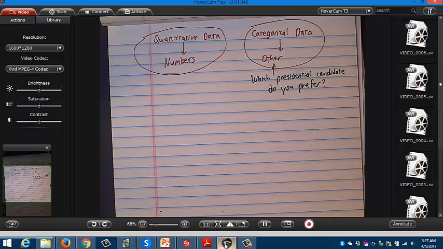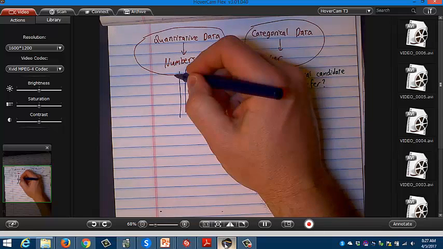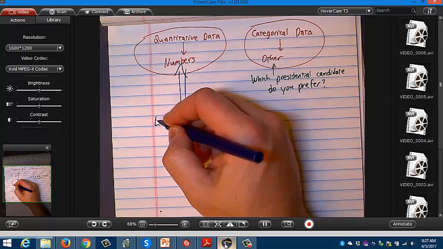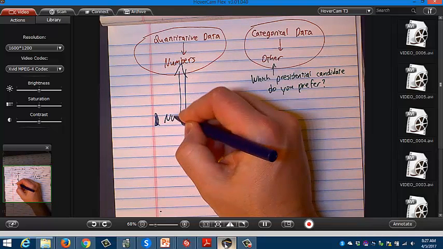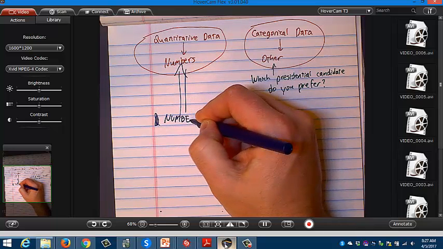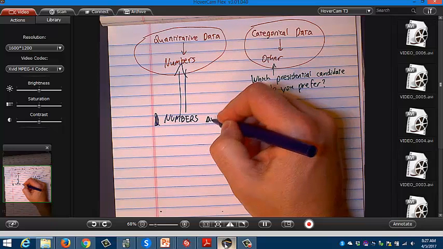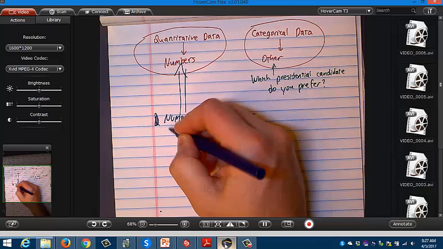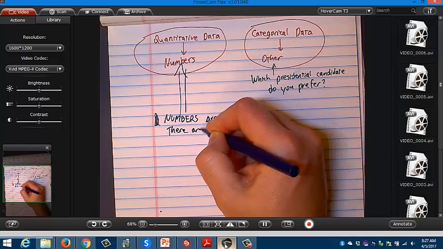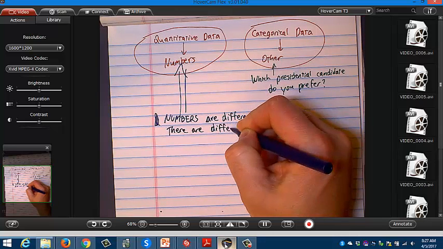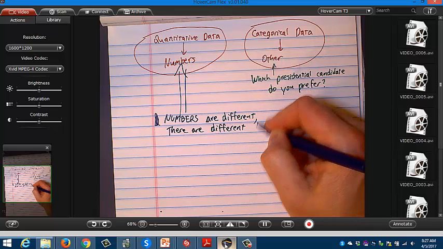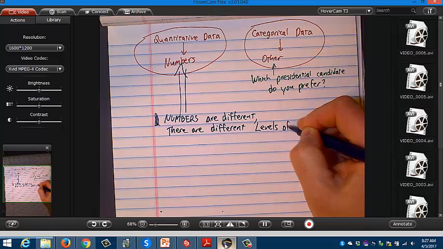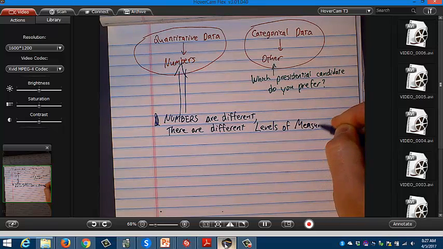These are numbers. And even within numerical data, so we're going to live here, guys, okay? But even within numerical data, you should know that numbers are different. What I mean is, there are different levels of measurement.